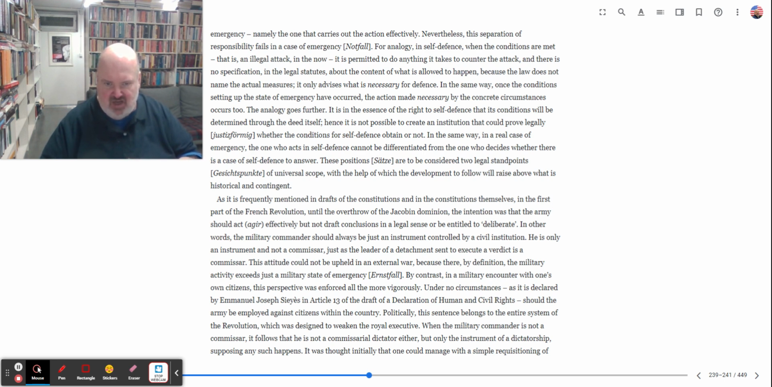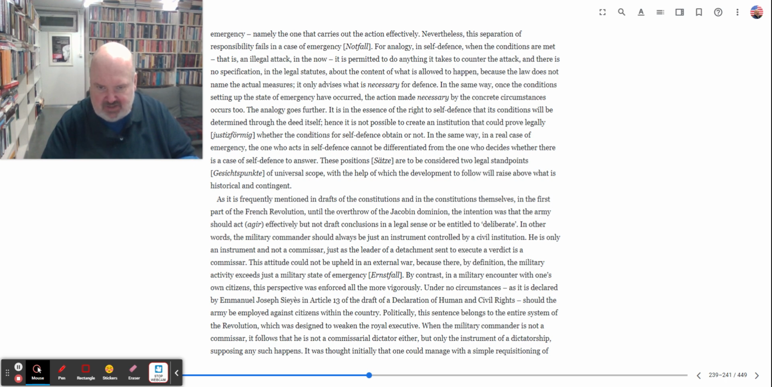These positions are to be considered two legal standpoints of universal scope, with the help of which the development to follow will raise above what is historical and contingent.